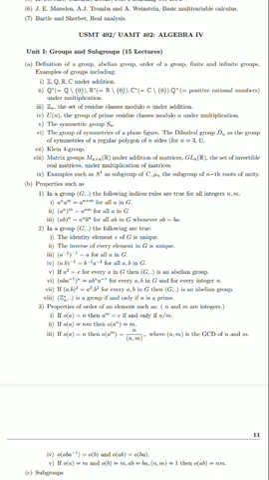In a group G with binary operation star, the following are true. The identity element e of G is unique. The inverse element of every element in G is unique. Inverse of inverse of a is a for all a in G. Inverse of ab is equal to b inverse into a inverse for all a, b in G. If a square is equal to identity for every a in G, then G with binary operation star is an abelian group.